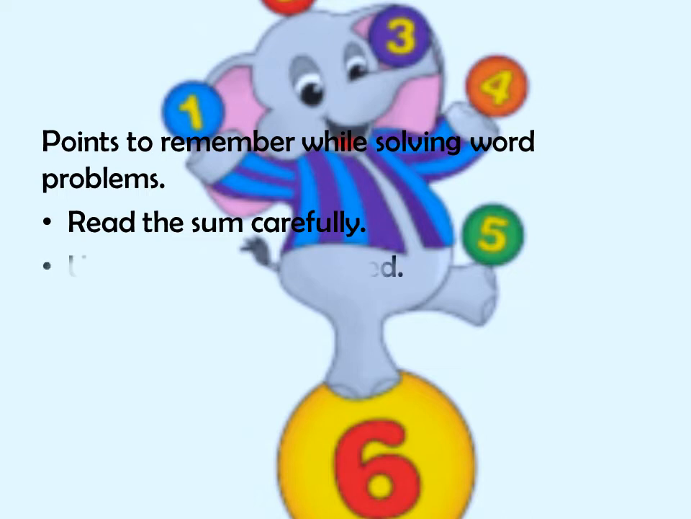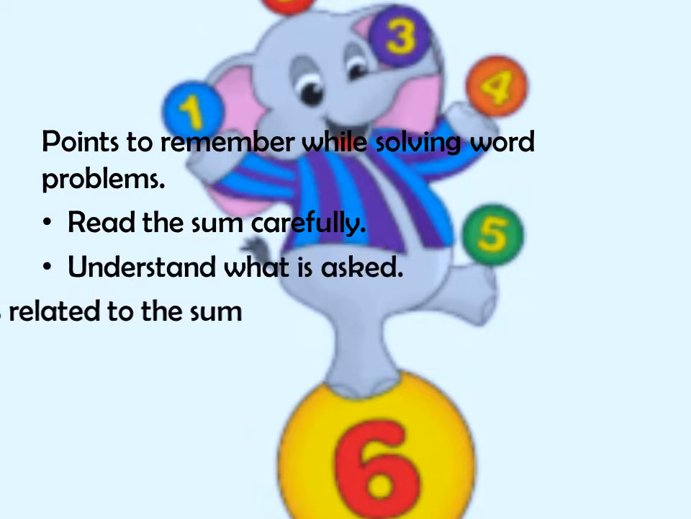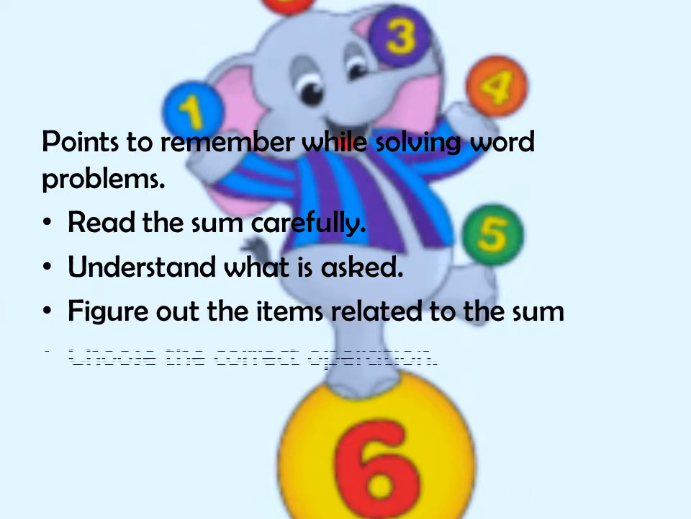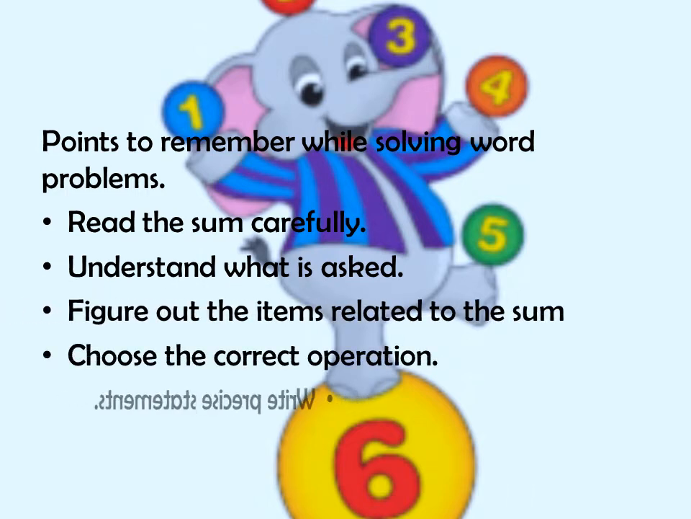Any kind of a word problem or a story sum, as many call it, we need to read the sum carefully. The second thing is we need to understand what is asked. If we read the sum properly, we will be able to comprehend the sum properly. Figure out the items related to the sum. Then choose the correct operation. And at last, write down precise statements to close up on the summary part. So, all these five basic features are required to solve any sort of word problem.